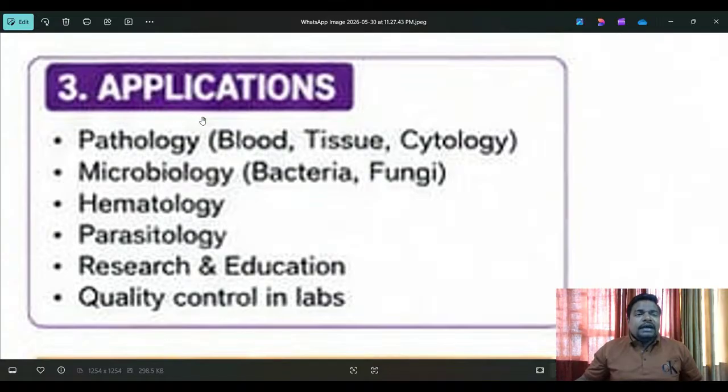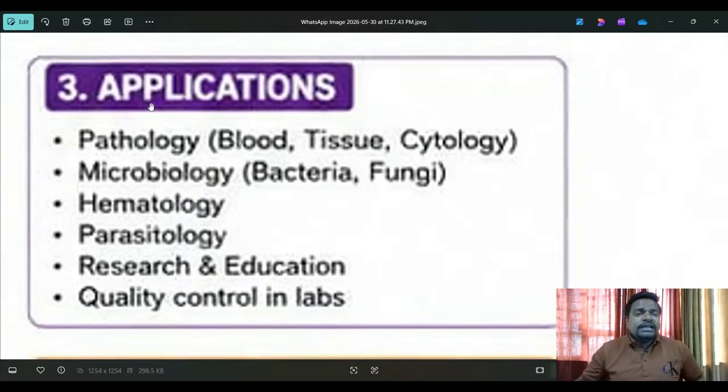Third point, see here, applications: where we are using the microscope, we have to know. All these things I'm going to say are the basic things every engineer should know before touching medical equipment. Next, I will show you what problems come up, what needs to be rectified and what has to be done. Everything I'm going to explain one by one. Please listen carefully.